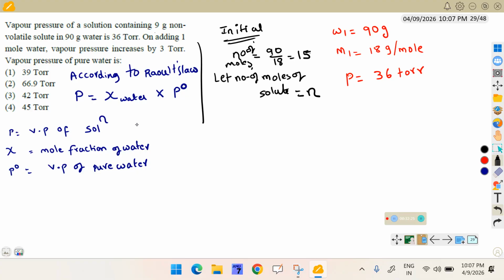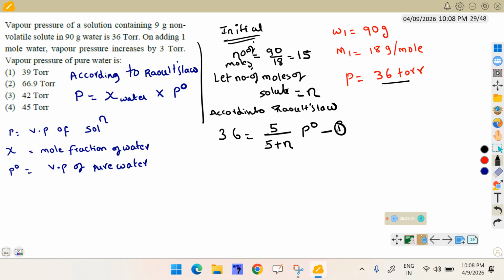Okay. Now substitute according to Raoult's law. The pressure 36 torr is given. 36 is equal to the number of moles of water, 5 moles, by the total number of moles. The number of moles of solvent is 5 moles, the number of moles of solute is n, into P naught. This is taken as equation 1.